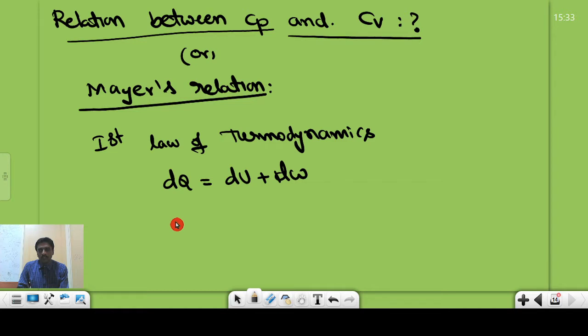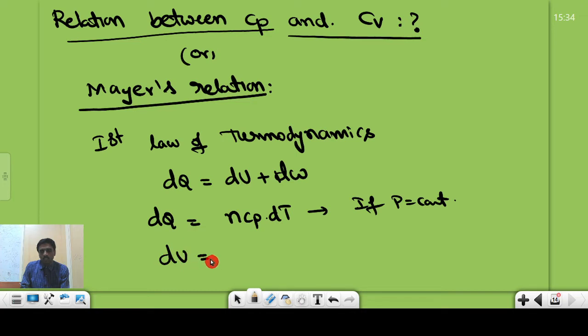Now, as we know the definition of Cp, if the process is done at constant pressure, the amount of heat supplied to the system is nCp delta T. This formula is known. If we are performing the process at constant volume, dU is equal to nCv delta T, the change in internal energy. These formulas are derived from the definitions of Cp and Cv.